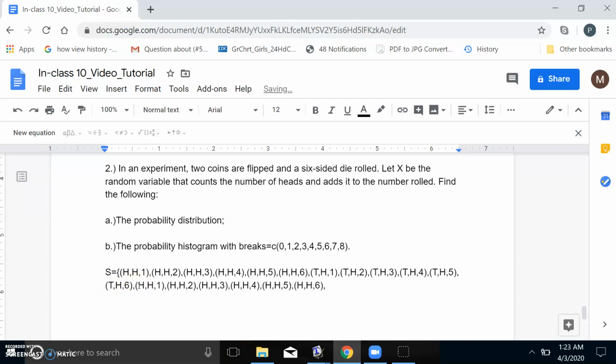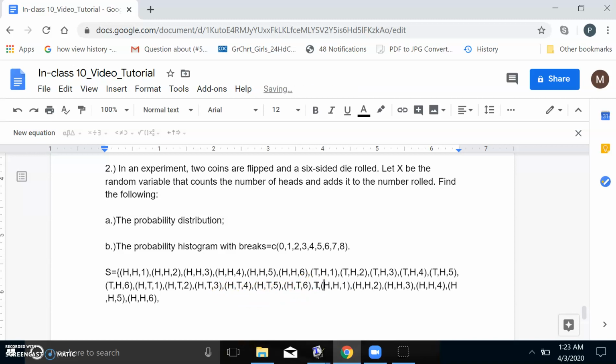Paste it again. We could have then heads, tails, 1, heads, tails, 2, heads, tails, 3, heads, tails, 4, heads, tails, 5, or heads, tails, 6. Or lastly, we could have all tails.